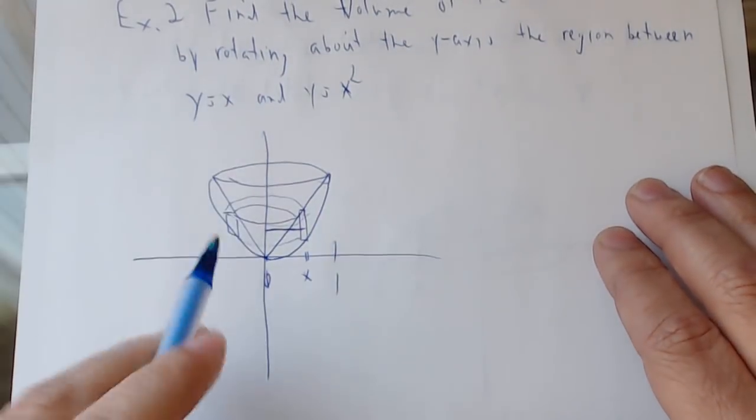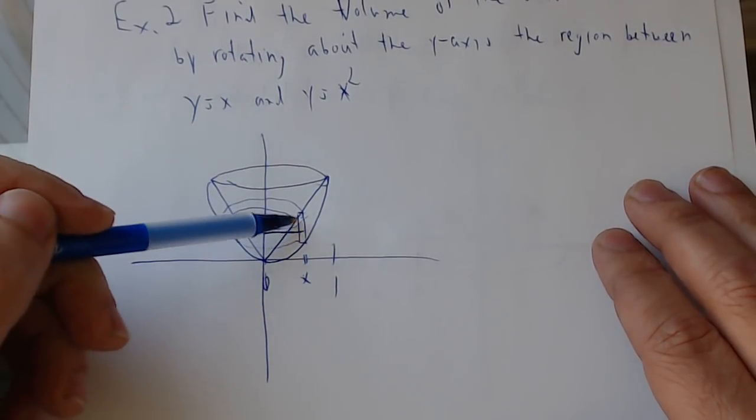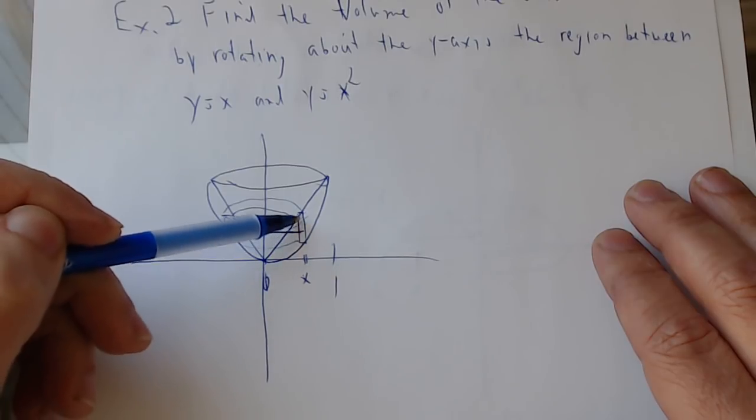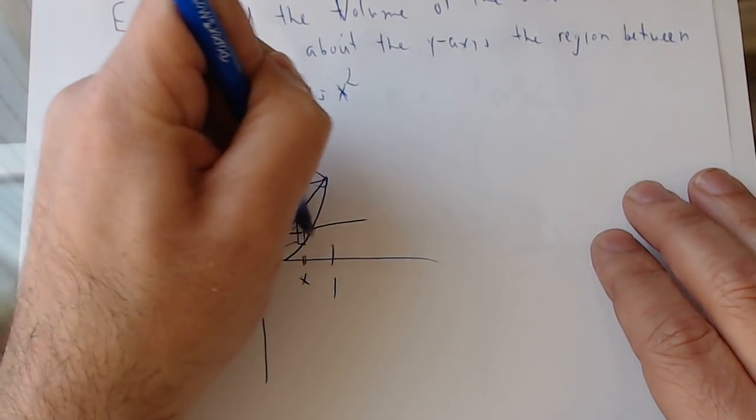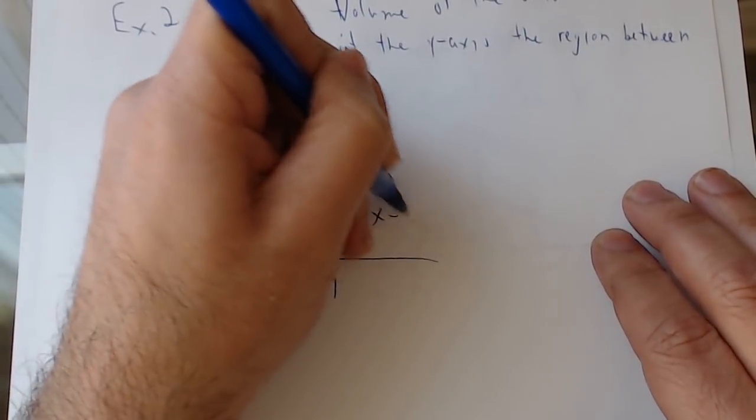And then the height of this shell, now look at how this height is different. How is this height found? It starts from the top curve and it ends at the bottom curve. So the height right there would be x minus x squared.